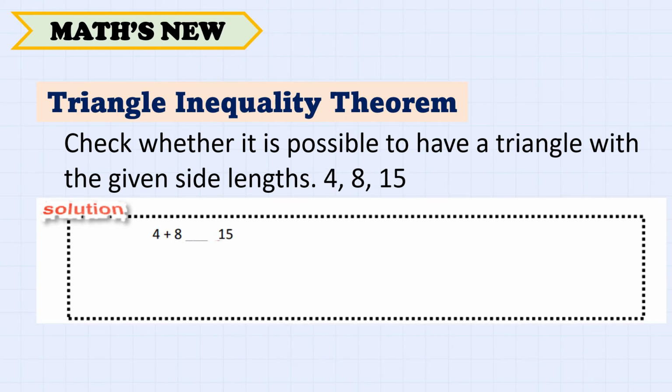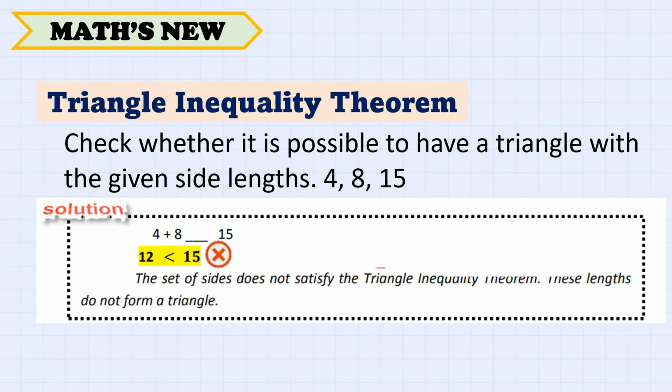Next, let's check whether it is possible to have a triangle with the given side lengths 4, 8, and 15. Let's add two sides, and the sum should be greater than the third side to form a triangle. So let's add 4 and 8. 4 plus 8 is 12, and it is less than 15. Therefore, the set of sides does not satisfy the triangle inequality theorem, so these lengths do not form a triangle. A triangle with sides 4, 8, and 15 does not exist.